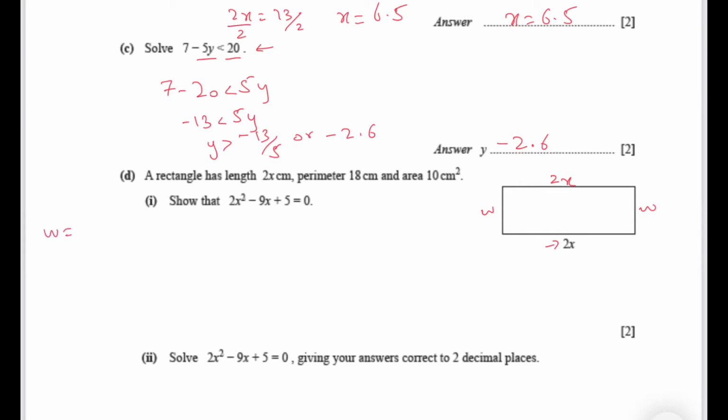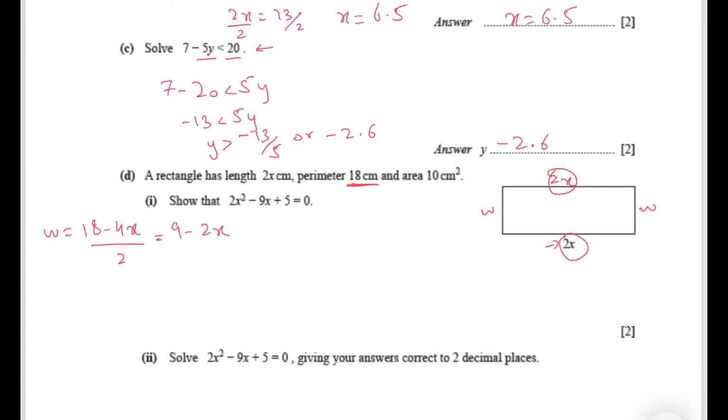So for the width, what you would do is, first if you add 2x and 2x, you should get 4x, and since you're looking for the width, you need to subtract these two values from 18 centimeters, which is the perimeter. So you do 18 minus 4x. This gets divided by 2 because there are two different widths, and what you eventually get is 9 minus 2x.